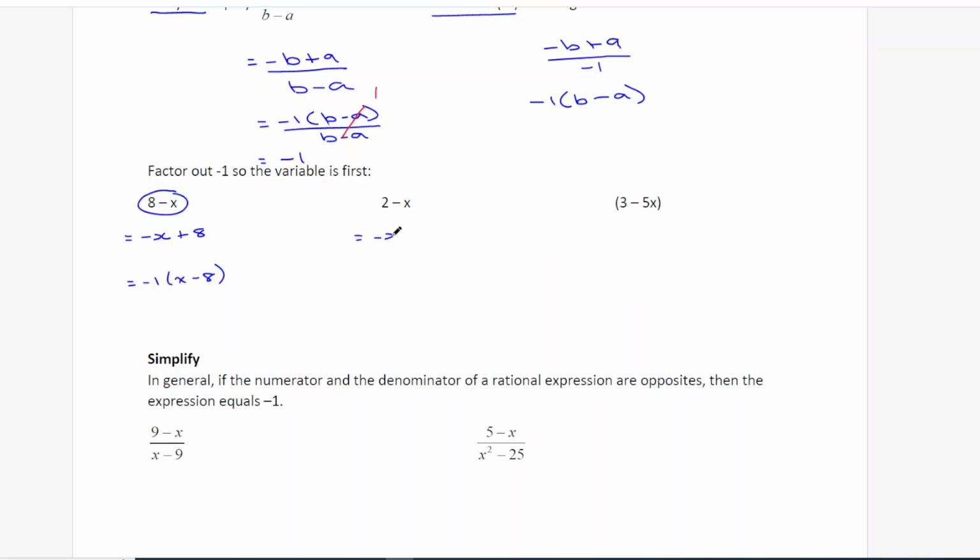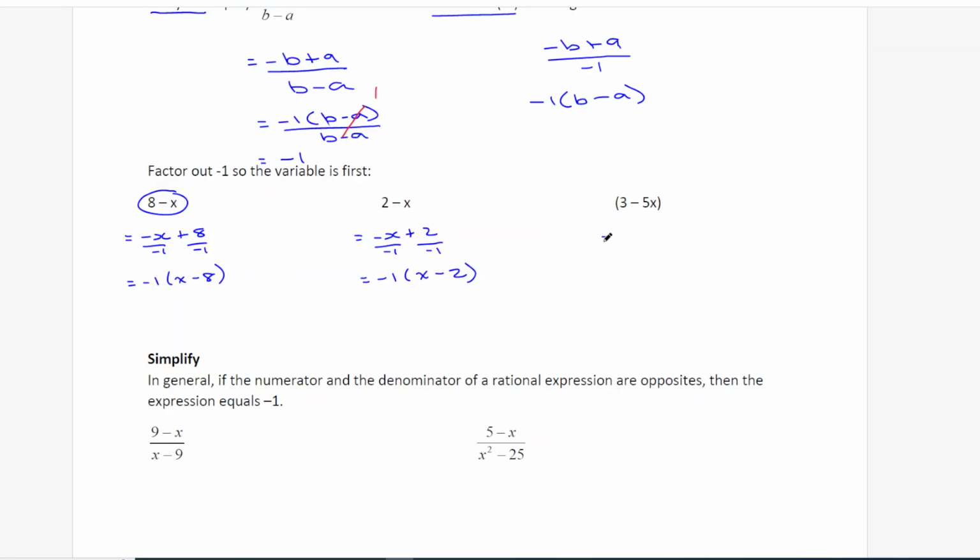So again, this one would be negative x plus 2. Divide both of the terms by negative 1, you'd end up with negative 1 times x minus 2. Same thing here, and sometimes it helps to show this little step in here too, right? Where greatest common factoring out a negative 1.